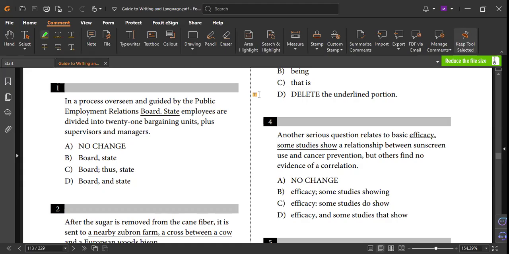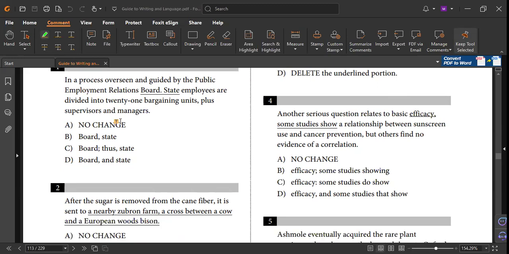Okay. So now just tell me the answer. If it's wrong, we'll answer again. If it's correct, we'll skip it. What is number one? Number one is B. So B is correct.